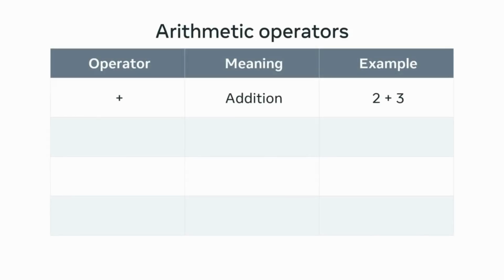let's start with the assignment operators which you can use to perform simple arithmetic. For example, to add two numbers, you can use the addition operator, which is represented by the plus symbol.